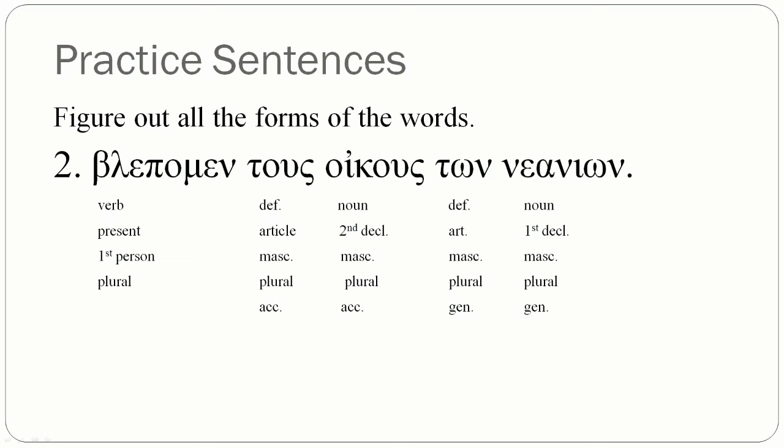The next word there is tous. This is a definite article. The gender is masculine, the number is plural, and the case is accusative. This matches up very nicely with the very next word, which is a noun, a second declension noun. And this is also masculine plural accusative. So those two words go together, tous oikous.